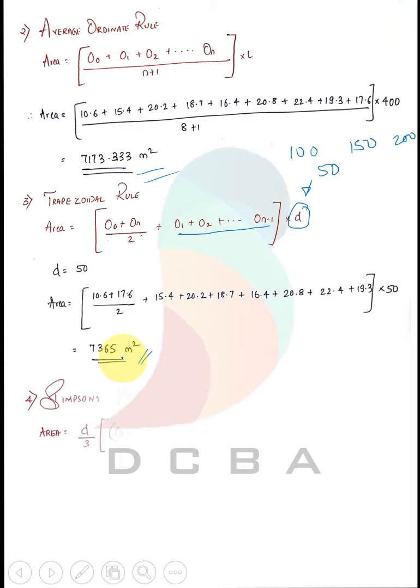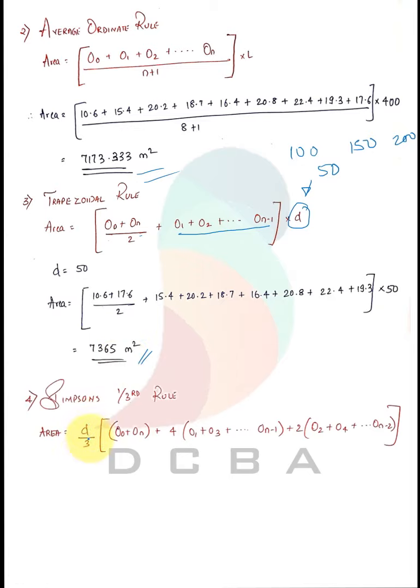The last one is Simpson's 1/3 rule, which says that the area is the interval d divided by 3, into the summation of the first and last ordinate, plus 4 into the sum of all the odd ordinates excluding the first and last, plus 2 into the summation of all even ordinates excluding the first and last. So d by 3 into first plus last, plus 4 into all the odd ordinates excluding these two, plus 2 into all the even ordinates excluding these two.